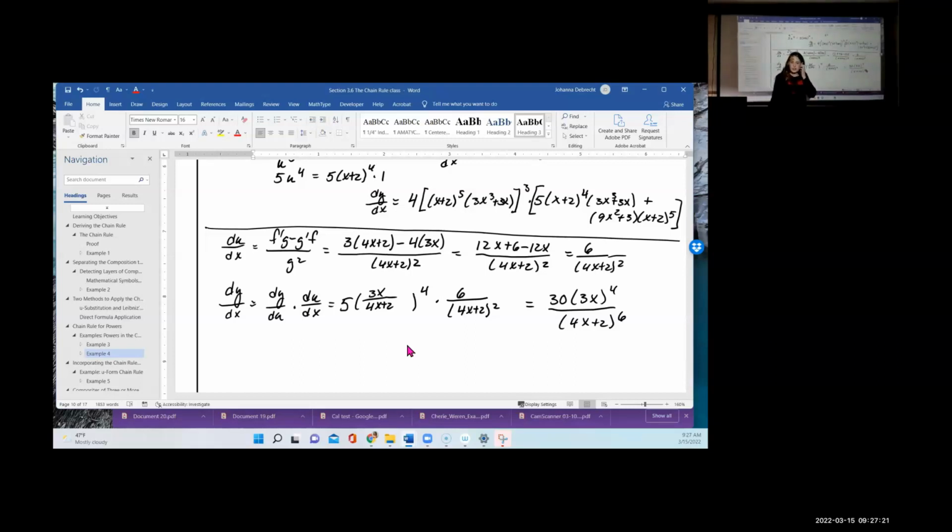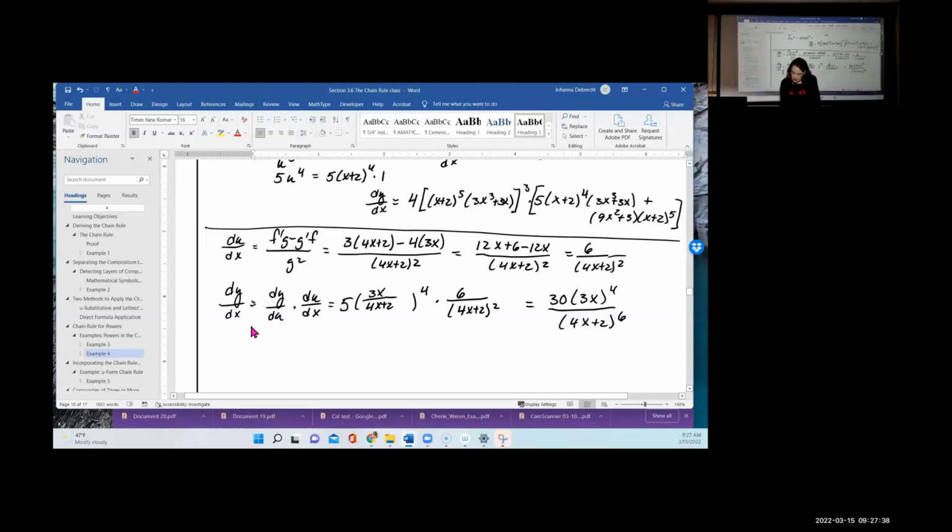Are there any questions before we go on to the next problem about how we're doing Leibniz's notation method of the chain rule? I just got lost in that last simplification. In the last simplification? Yeah.